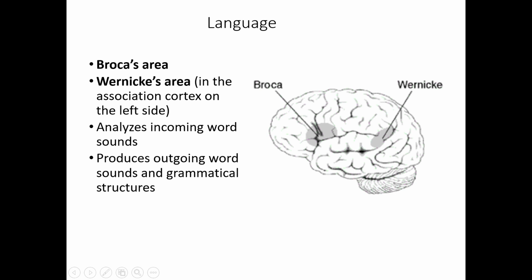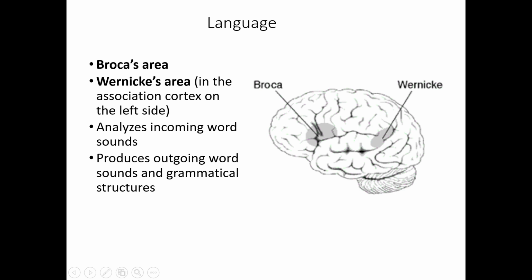Now, let's go through the brain areas responsible for language. You already know Broca's area, which activates our muscles, tongue muscles and lips muscles when we pronounce the words. And there is also Wernicke's area. It is in the association auditory cortex on the left side of the brain, right here. It analyzes word sounds so we could understand what we hear, and it produces ongoing word sounds and grammatical structures.